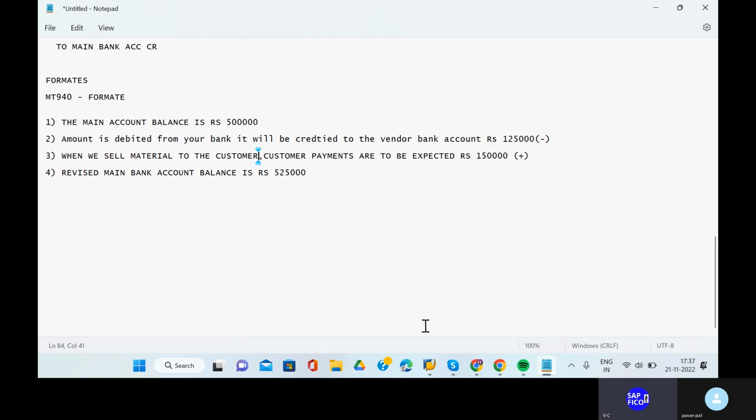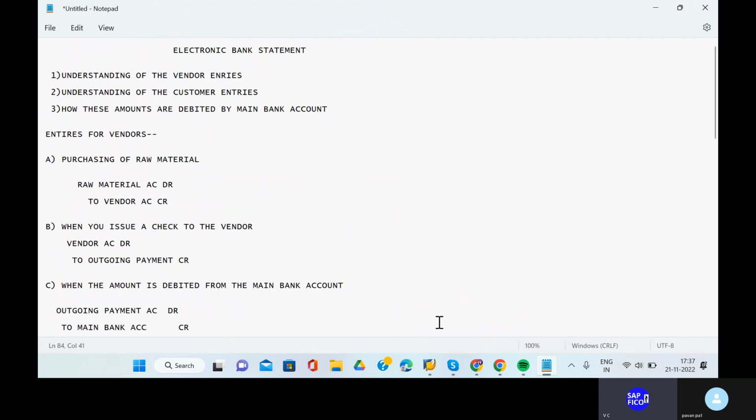I am going to stop this recording, and we will make this configuration in different parts. You no need to worry. So first, understanding of the electronic bank statement is important. Second one, we are going to do the configurations of this thing.